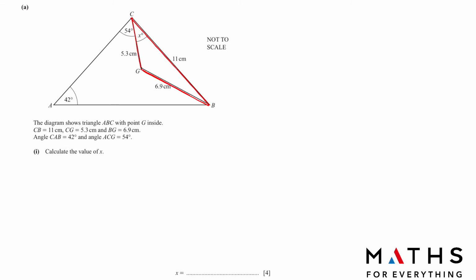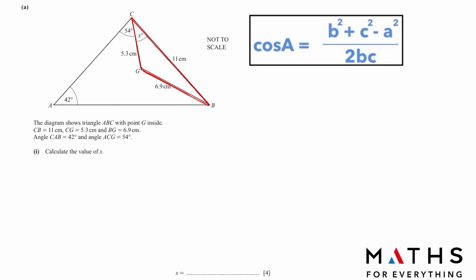Here, 3 sides have been given to you and you want to find the angle. When 3 sides are given to you and you want to find the angle, you use the cosine rule. This is the cosine rule. In this rule, we have cos A is equal to B square plus C square minus A square over 2BC.